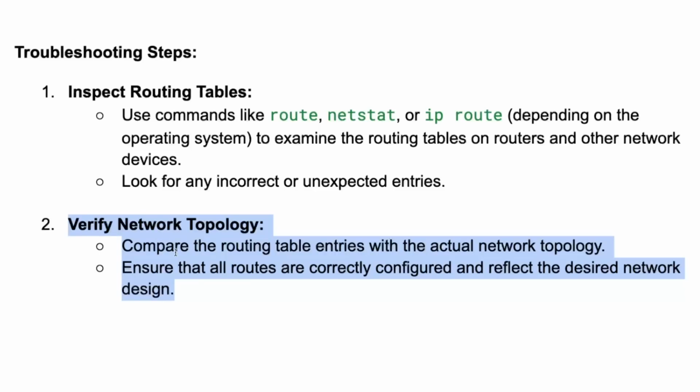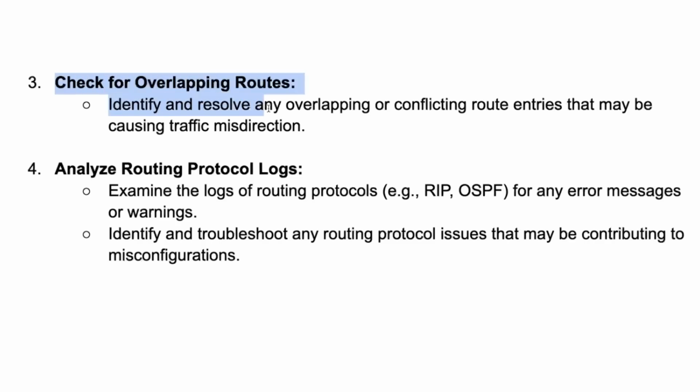And then based on that, you would say, okay, well, either this looks good, or if it doesn't look good, etc. So you can narrow down what the problem is. Then you want to check for overlapping routes. So identify and resolve any overlapping or conflicting route entries that may be causing traffic misdirection or looping potentially.